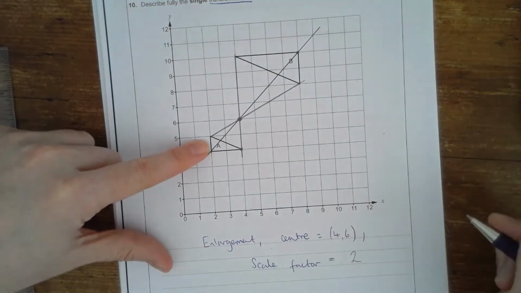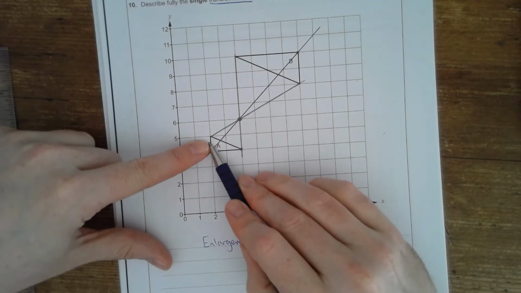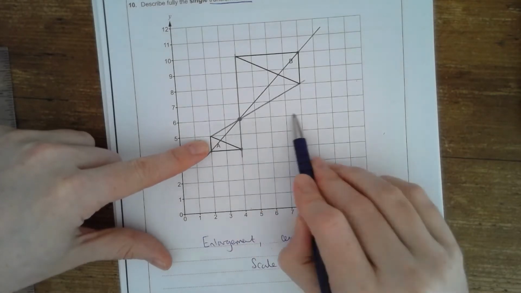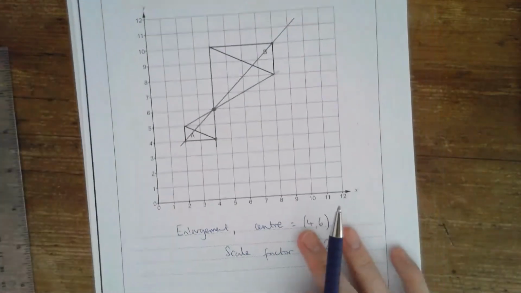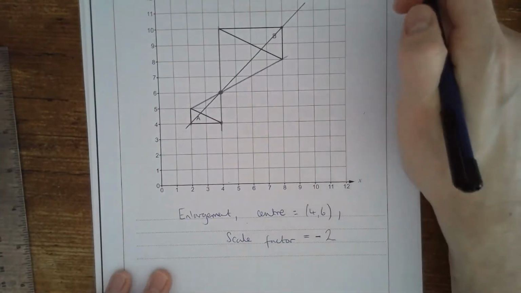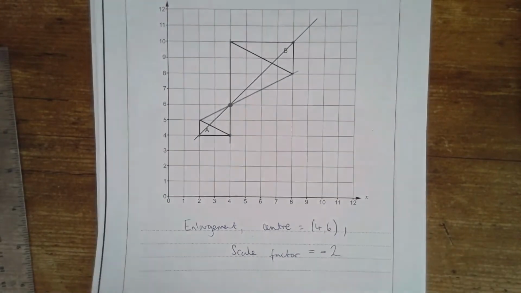So that has got twice as big, but in the opposite direction. So the scale factor would be -2. 2 because it's got twice as big. So instead of going 2, 1, it's gone 4, 2. And minus because it's gone in the opposite direction. Okay, so they were what you needed to have for the 3 marks there. You just have that, that, and that.